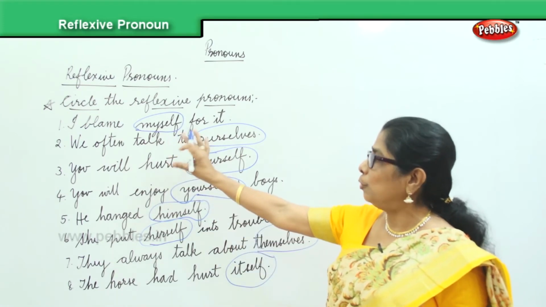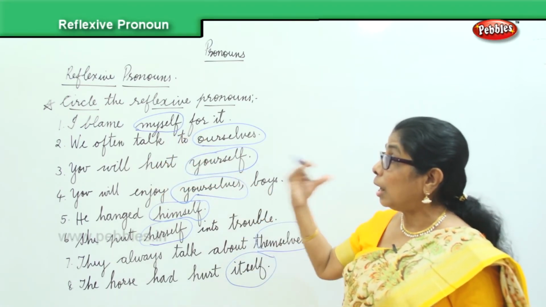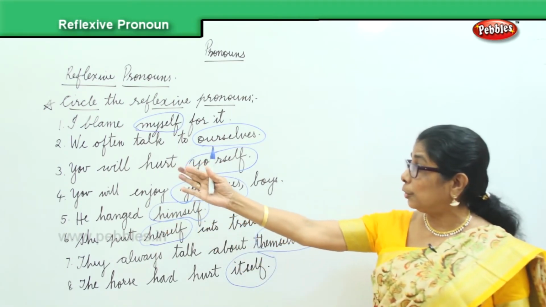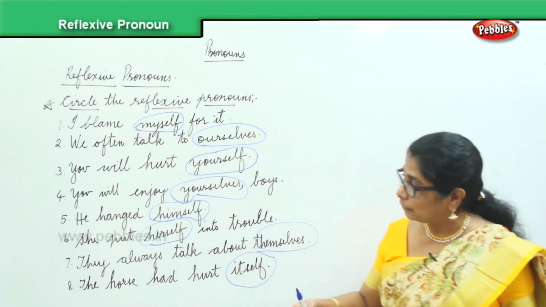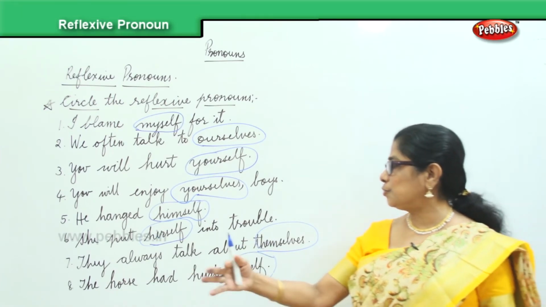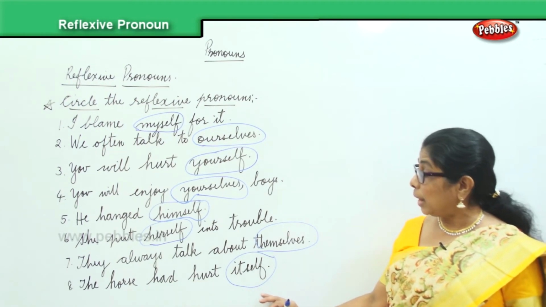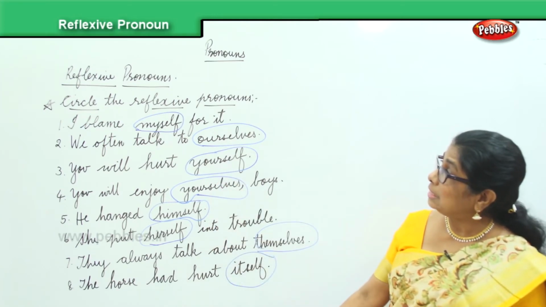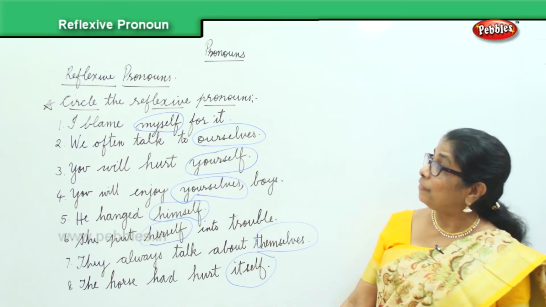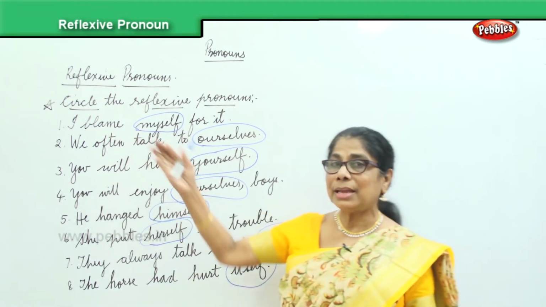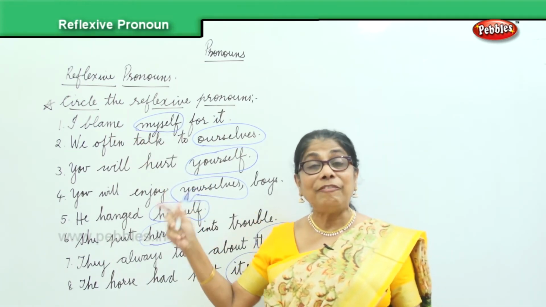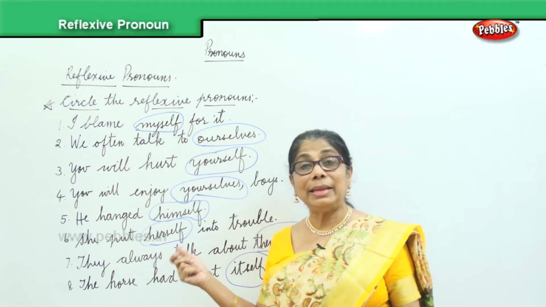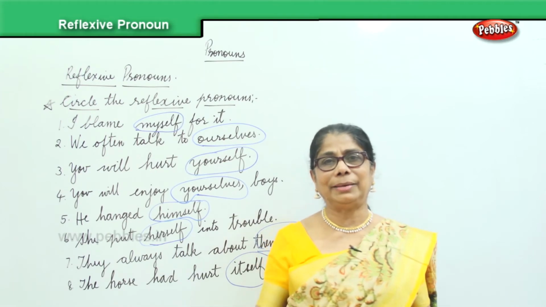What I am doing, I do it myself. We often talk to ourselves. You will hurt yourself. You will enjoy yourself, boys. He hanged himself. She put herself into trouble. They always talk about themselves. The horse had hurt himself. In all these, circled pronouns are reflexive. You're talking, when I say I'm doing it myself. So, identifying reflexive pronouns in these sentences, that's what we have done.